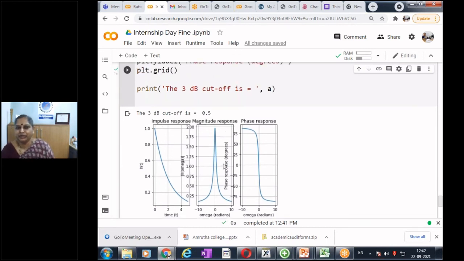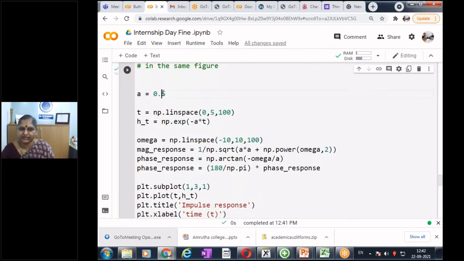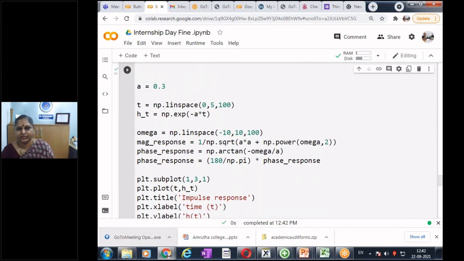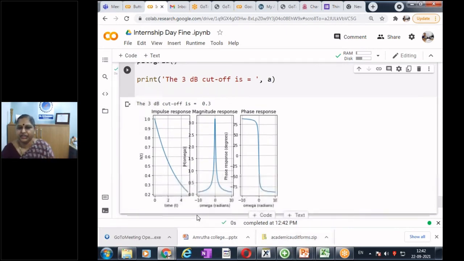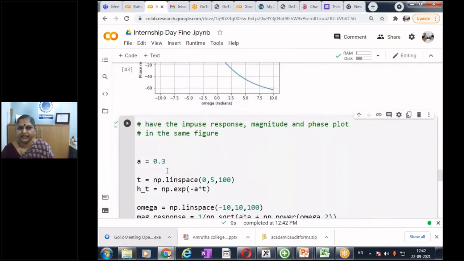Let me put A equal to even less. Let us say let me put A equal to 0.3 and let me run it. And then what happens? See, it decays slowly, but it becomes narrower. Let me make A large. Let me make A high. Then what happens?